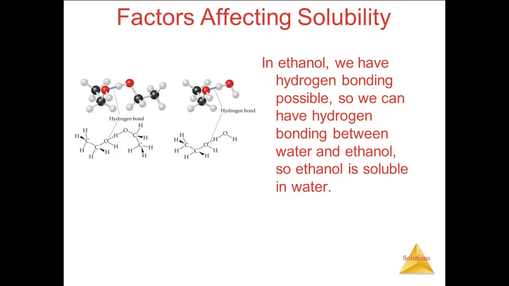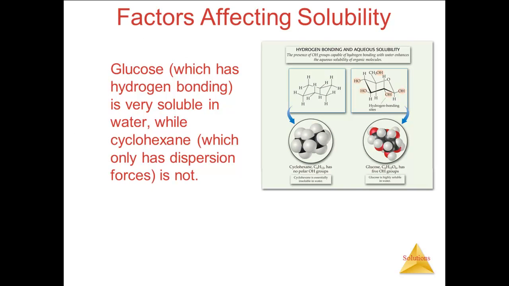Further examples. Ethanol exhibits hydrogen bonding, so it is very soluble in water. In fact, it is called miscible because it is soluble in any proportions. Glucose has many OH groups and has significant hydrogen bonding, so it is soluble in water. Where cyclohexane, which is nonpolar and has only dispersion forces, is not.